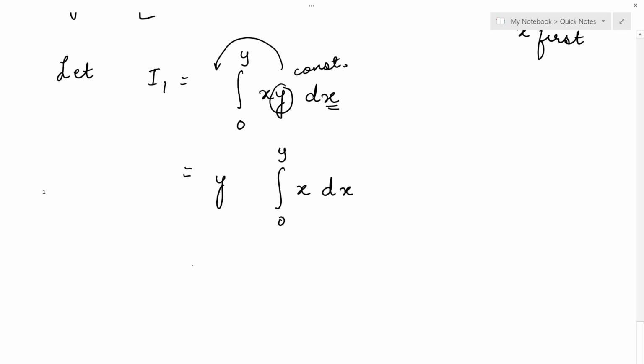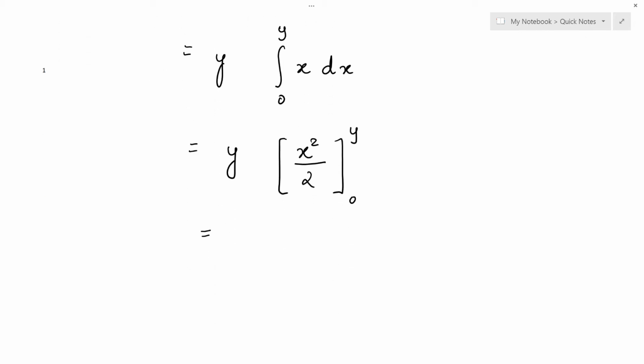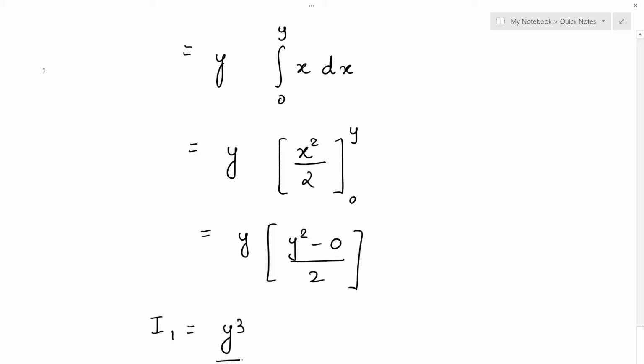If I integrate this now, it's a simple integration. The integration of x with respect to x is x square by 2. The limits of integration are 0 to y. Now let us substitute the limits. The rule is upper limit minus the lower limit. So first you substitute y square, then 0, upon 2. So my first integration answer, I1, is y cube by 2. So the first integration I've got.